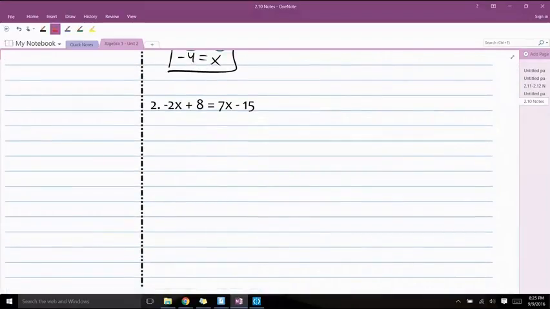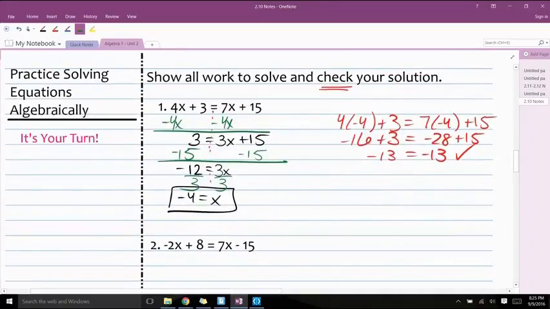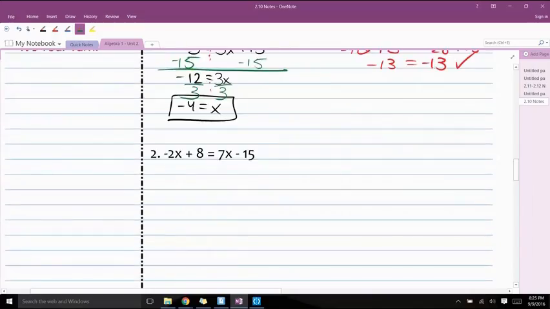Okay, now in 2, what was different here, hopefully you know this, was that this was a negative 2x. So before I was always subtracting that amount. When it was positive, I wanted to get rid of it. Well, if I want to get rid of negative 2x, I have to add 2x. Remember, those are additive inverses. They're going to add to 0. So I'm going to add 2x to each side. So we now have 8 equals 9x minus 15.